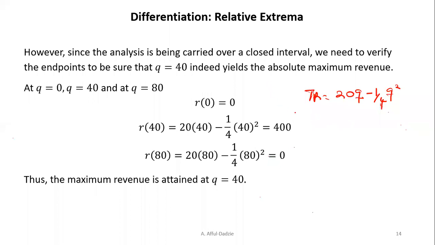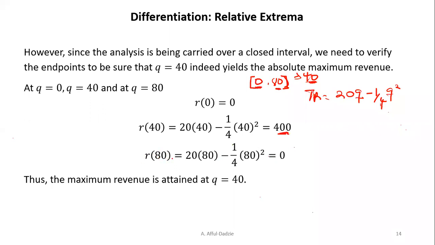Now, the closed interval was 0 to 80, and we found our critical value to be 40. First we substitute 0 into the equation. This is the first endpoint. We substitute 0 into the whole equation, and all we have is 0, because 20 times 0 is 0, and all this times 0 would be 0. Then we substitute the critical value, 40, and we have 400. And then we substitute 80, which is the last endpoint.